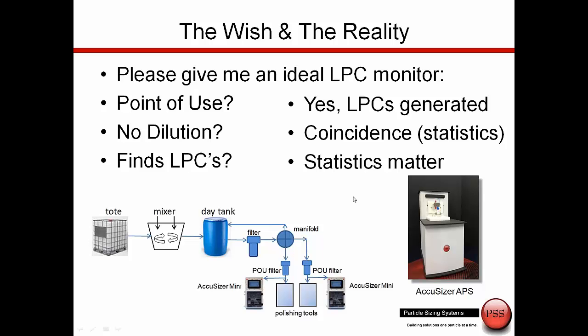Now we certainly do still sell lab systems. You see a picture here of the AccuSizer APS. And some people use these lab instruments to check the slurries as they come into the fab area, and that's a good starting point. But really, the concerns happen down here where we're working with the polishing tools, and most of the interest we have now is in our point-of-use systems.